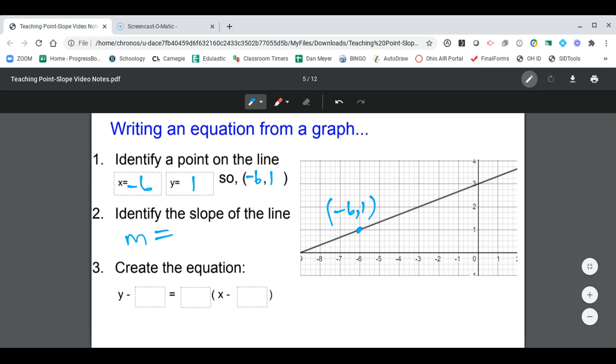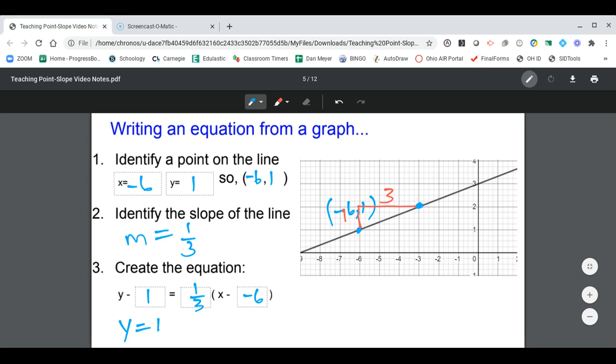Identify the slope. Let's find another point. How about right here? It looks like I go up and over, so I went up 1 over 3. So the slope of this line is 1/3. Let's piece it all together, put it in the final equation. Y minus my y coordinate, which is 1, equals my slope, which is 1/3, times x minus my x coordinate, which is -6.